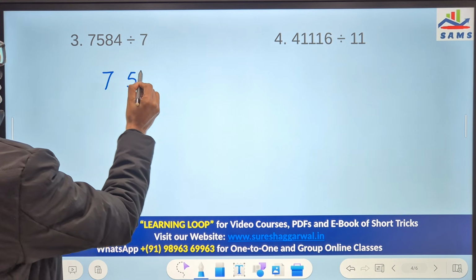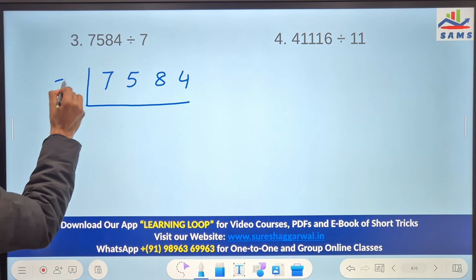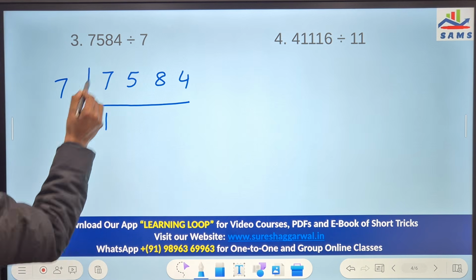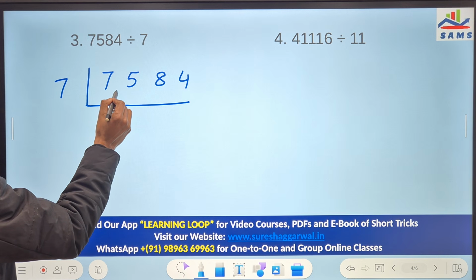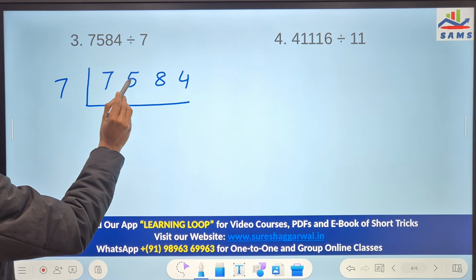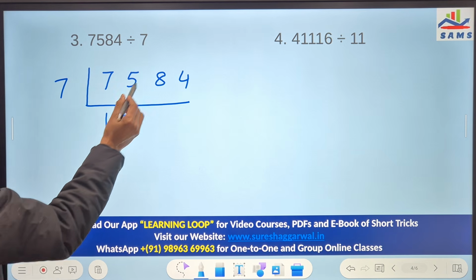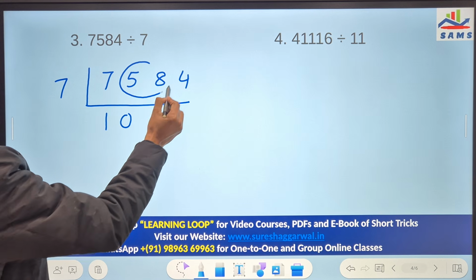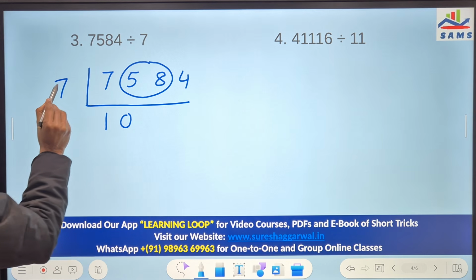7 5 8 4, and I need to divide that by 7. So 7 1 times is 7, which gives me a 0. Now if I write a 0 here, it is not going to work, right? 0 5 is 0 itself, and 5 is smaller than 7. So I'll have to put a 0 and then consider what? 58 as the next number towards which I have to move.